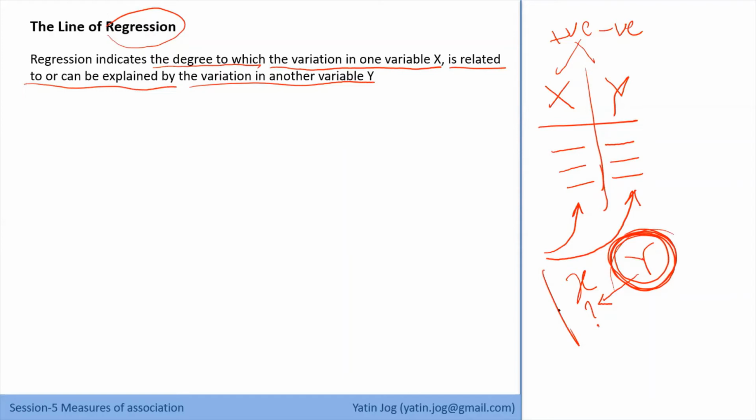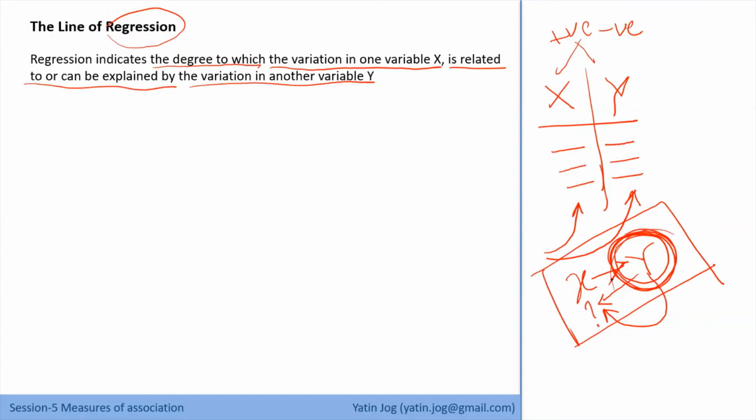In this case, if the change in y can be clearly explained by X, I can say that X is a good predictor of Y. So X can predict Y more accurately.